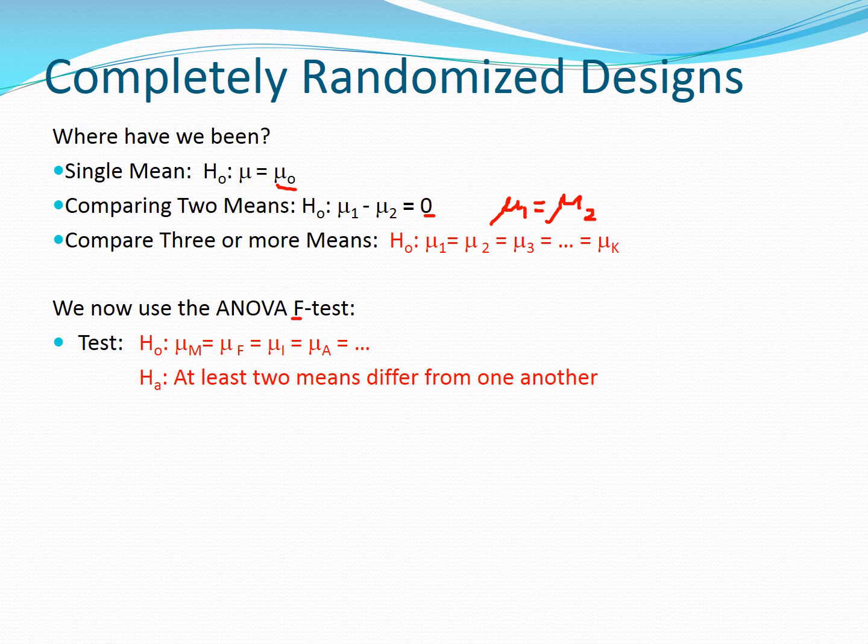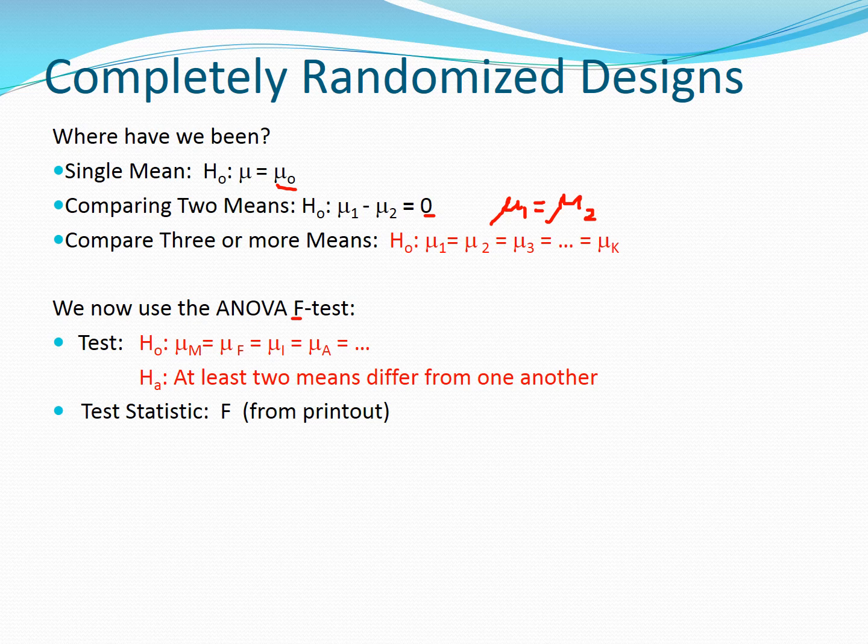So on printouts, you're going to see a column called F, and right next to it will be a p-value. We'll look at that in a bit. The null is going to say the means are all equal, and then the alternative is going to say, excuse me, at least two means differ from one another.